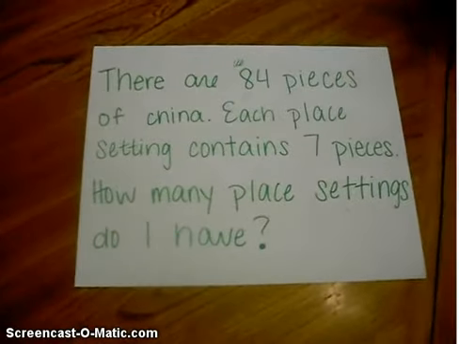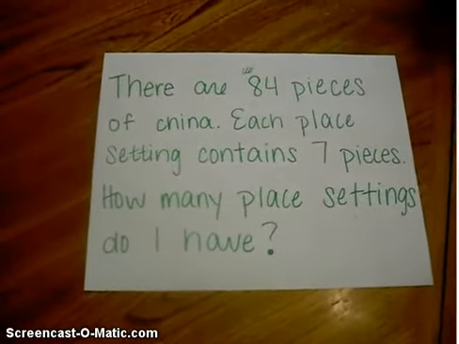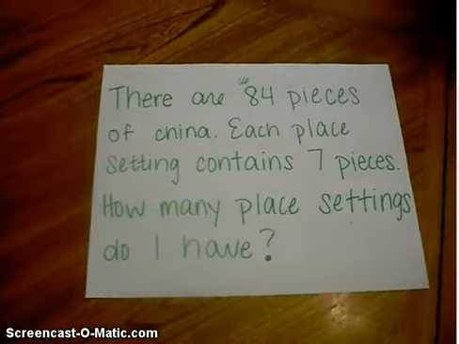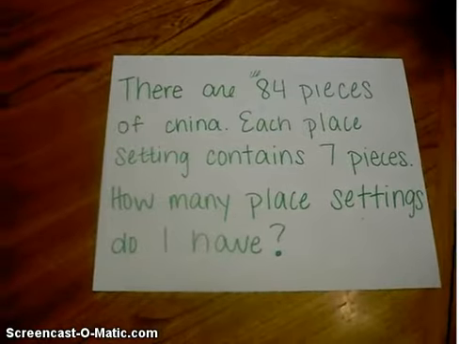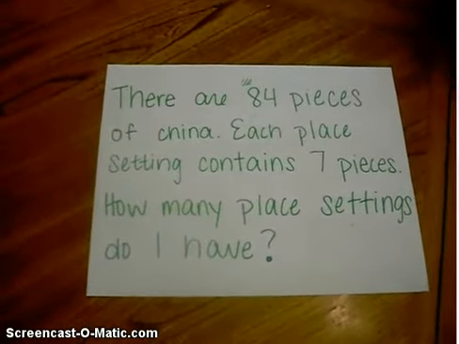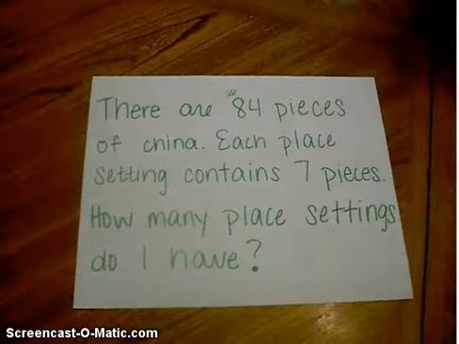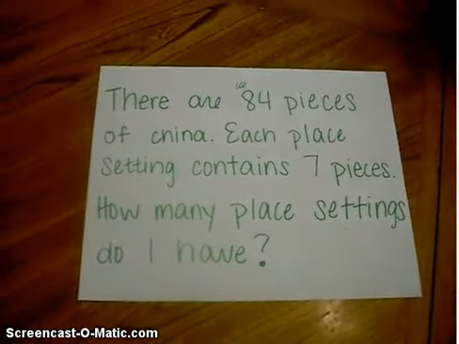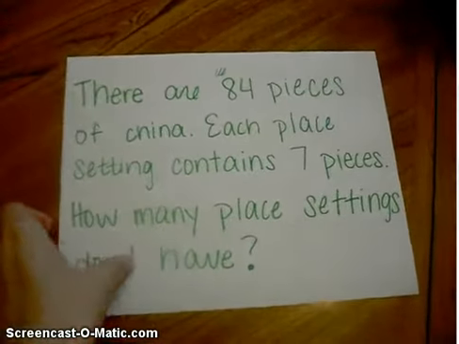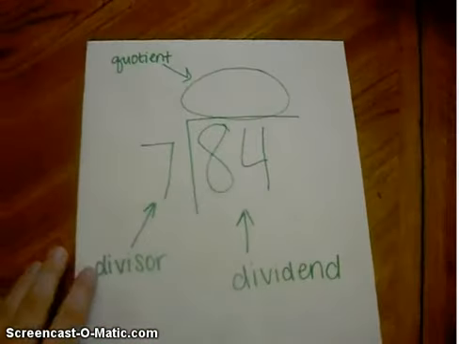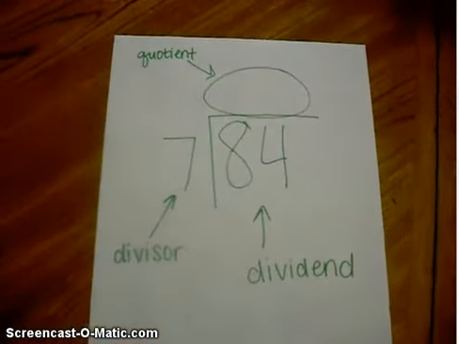I think what I'm doing here is dividing. I'm taking those 84 pieces and splitting them up into groups of 7. That makes sense. So the problem we're going to be solving today is 84 divided by 7.